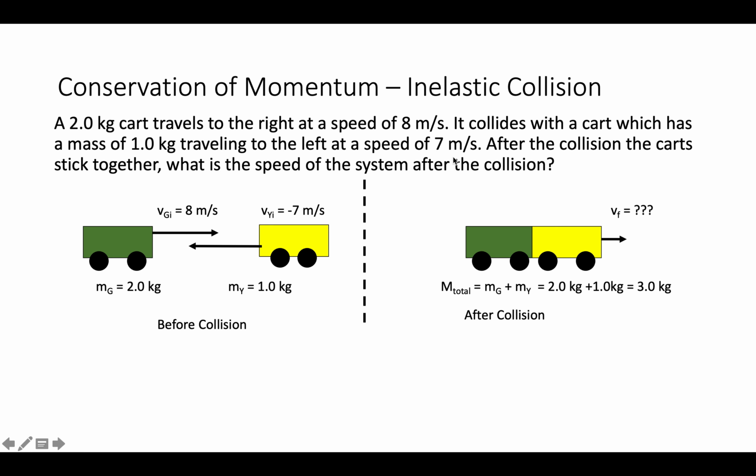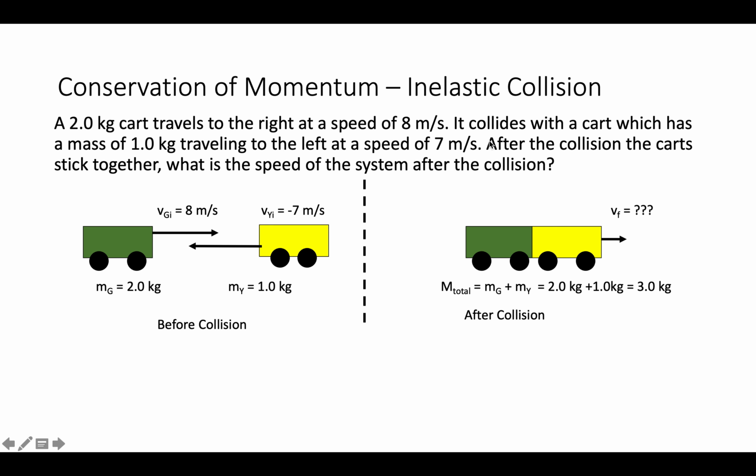Now the speed is 7, but the velocity of the yellow cart is actually -7 because it's traveling to the left, and we consider the positive direction to the right and the negative direction to the left. And velocity, of course, is a vector, and it has direction associated with it.